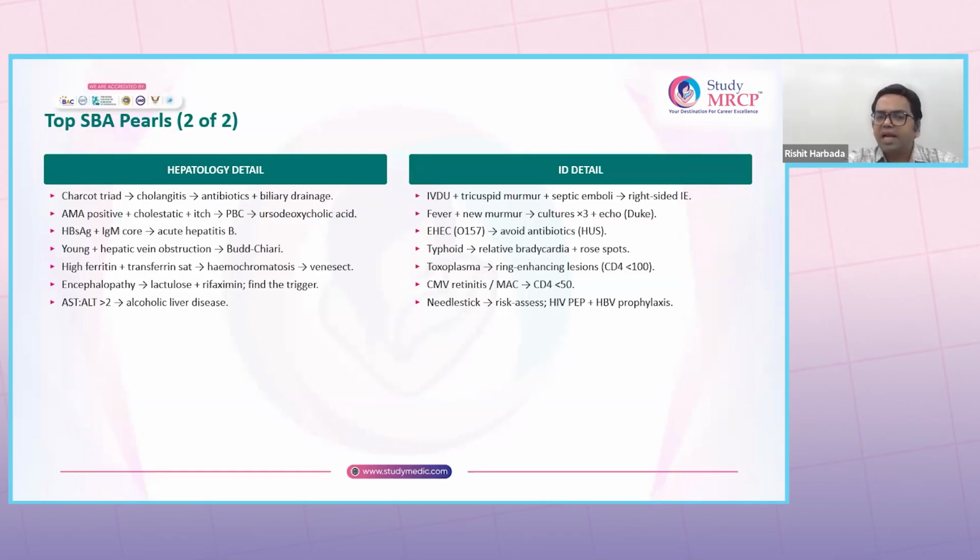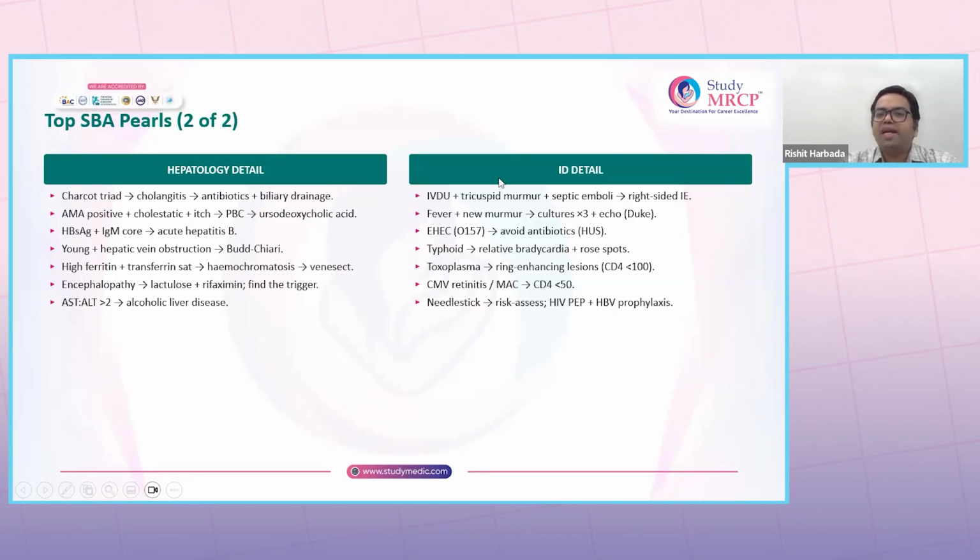HBsAg plus IgM anti-HBc is acute hepatitis B. IgG anti-HBc is chronic hepatitis. Young male with hepatic vein obstruction, think about Budd-Chiari syndrome. High ferritin with high transferrin saturation, think about hemochromatosis, do venesection. Encephalopathy, think about lactulose, rifaximin, and find the trigger.